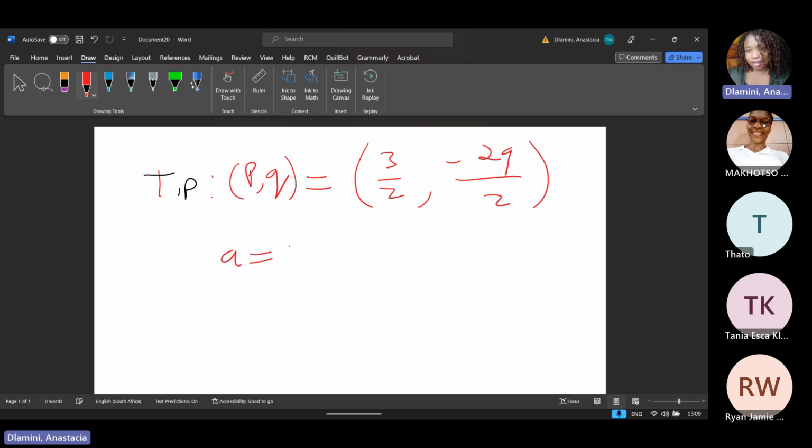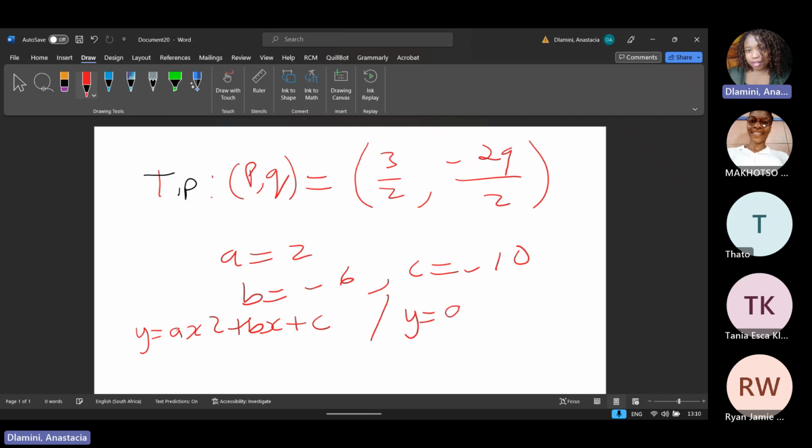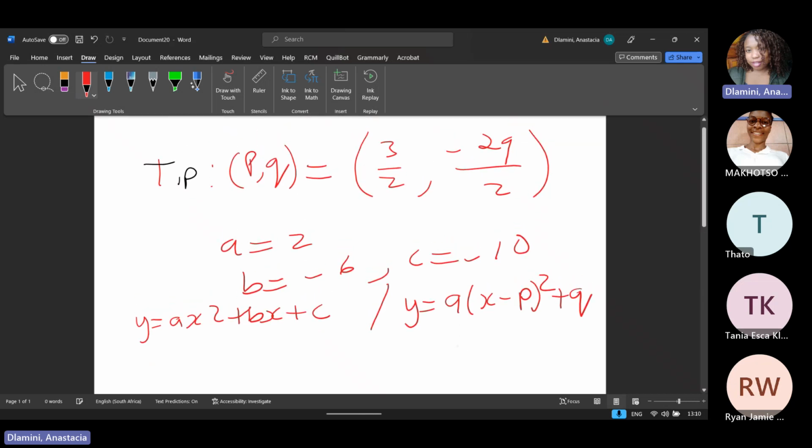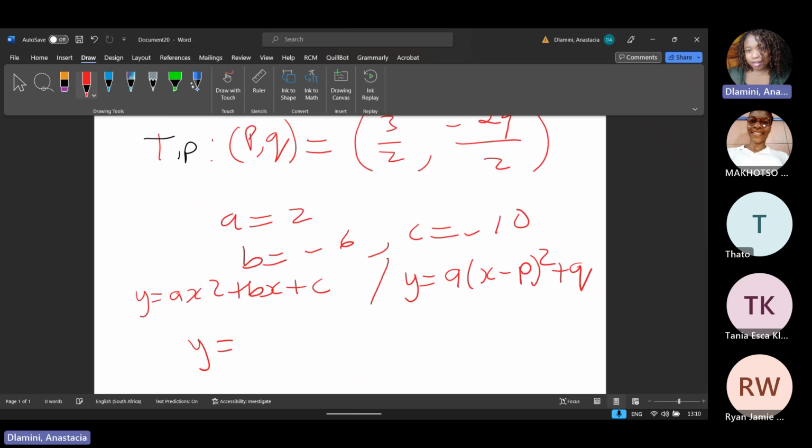And I know my A is equal to 2, my B is equal to -6, and my C is equal to -10. Therefore, I can move from the standard form Y equals AX squared plus BX plus C to a vertex form, which is Y equals A(X minus P) squared plus Q. Because I know P and Q, therefore A is equal to 2.